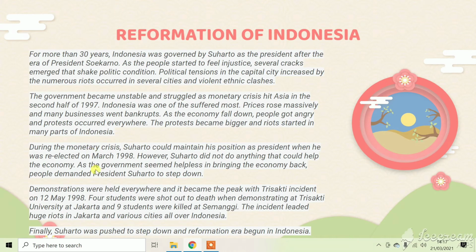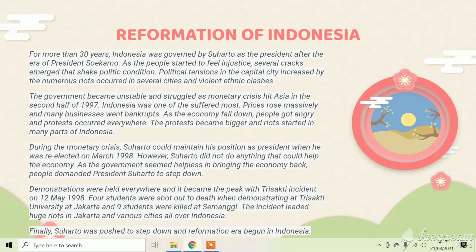It is the chronological order. The writer put the events in the past related to the history of Indonesia, Reformation of Indonesia, in order. The first is the government became unstable and struggled because of the monetary crisis, and then because of the monetary crisis, Suharto couldn't maintain his position, and then demonstrations were held everywhere. It is the series of events, and after that, the last is called reorientation.